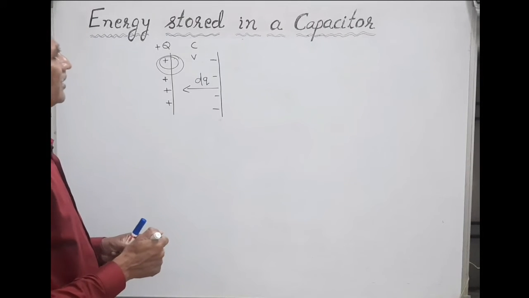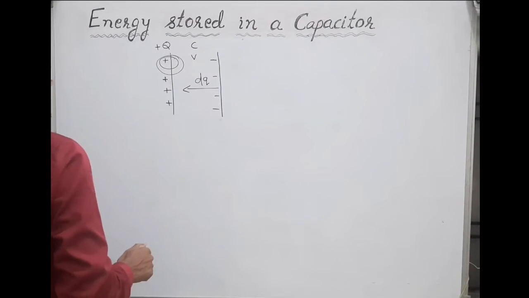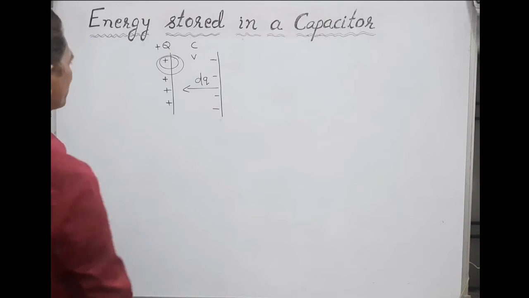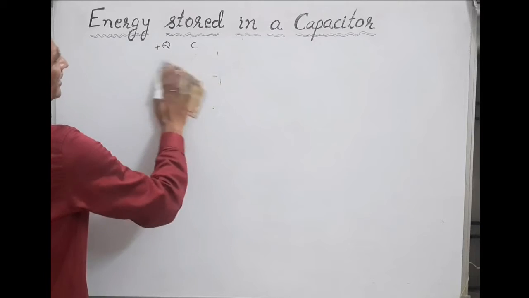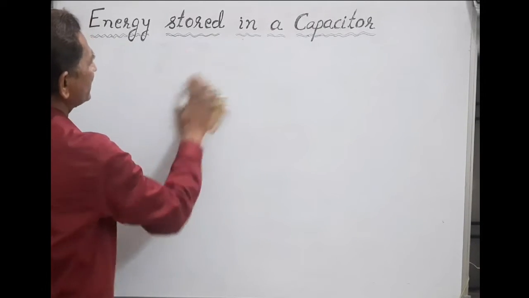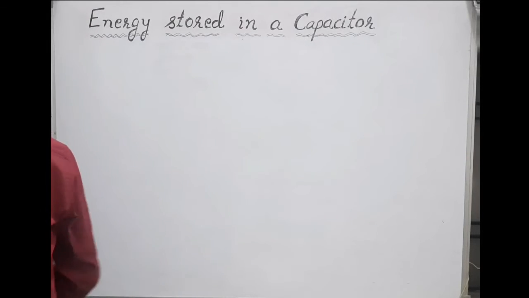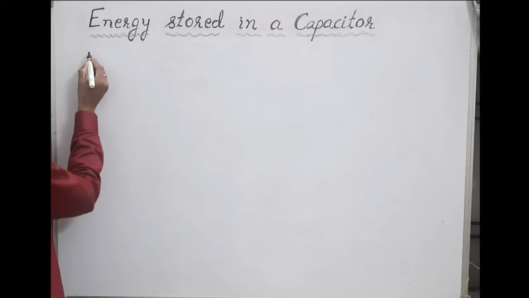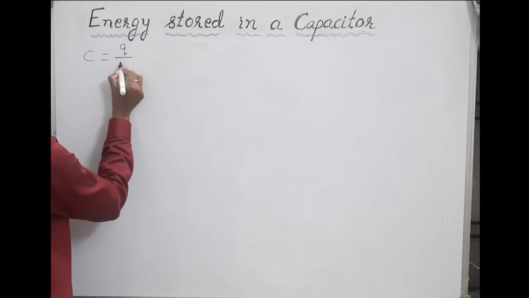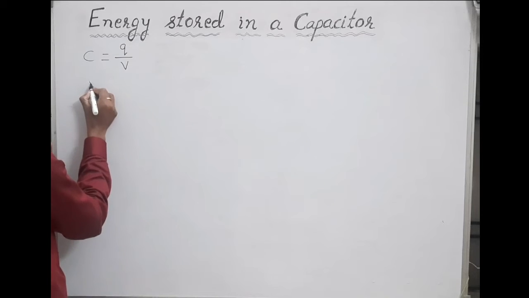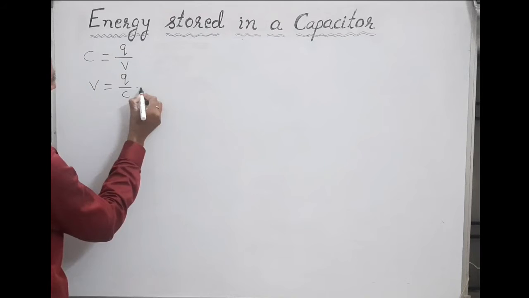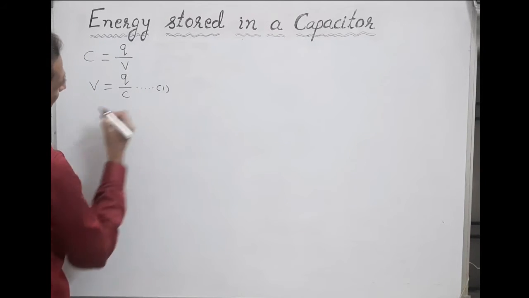Let us now derive the expression for the energy stored in a capacitor. Initially, by definition, the capacitance of a capacitor is C equal to Q by V. From this, V equals Q divided by C. This is equation 1.